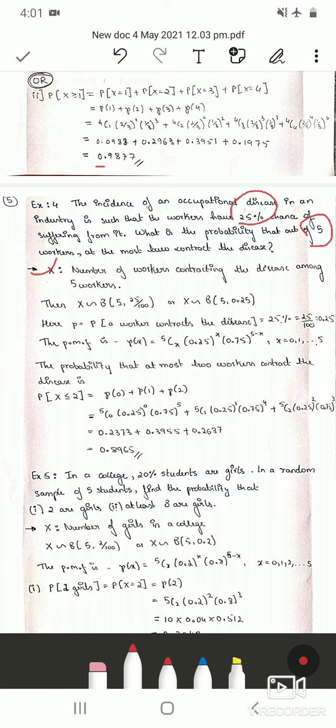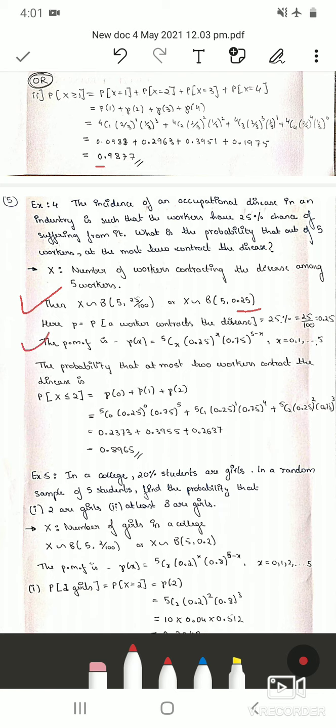Now, as I said, you have to take x such that it defines the question. So here x is nothing but the number of workers contracting the disease among 5 workers. Then x follows binomial with parameters n as 5 and p they have given as 25%. So it is 25 divided by 100. If it was 25 per 1000, then you have to divide it by 1000. So you can write x follows binomial with 5 comma 0.25, which is 25 by 100.